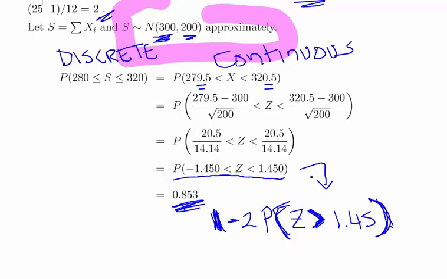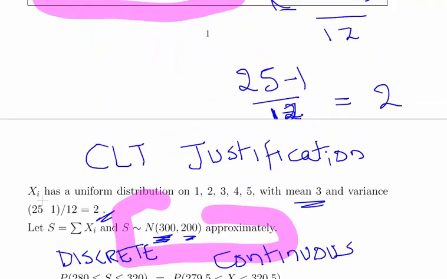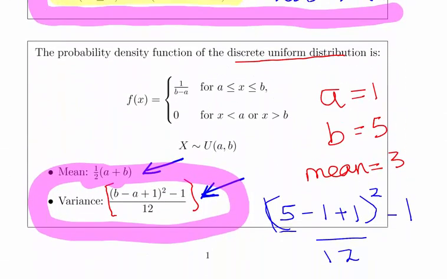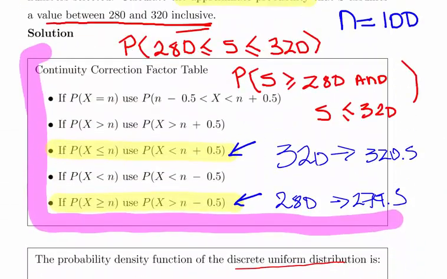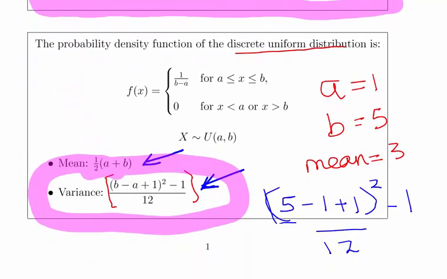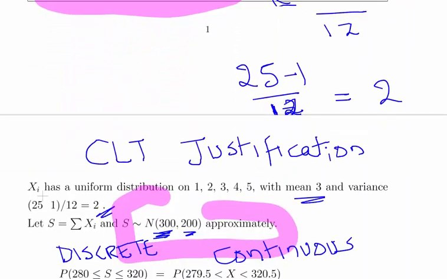The z-score stuff should not be too much trouble. The symmetric interval and all that, you should be comfortable with already. That's not really the point of this. The point here is correction factors, the mean and variance of a discrete uniform random variable, and piecing it all together.